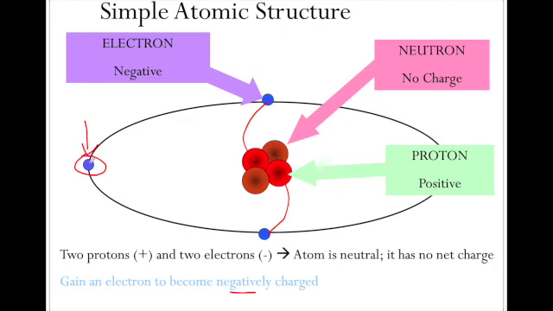And this can only arise from gaining or losing electrons. The number of protons is fixed. It will always stay the same. It cannot change. So the overall charge of an atom, we get when we compare the number of protons to the number of electrons.